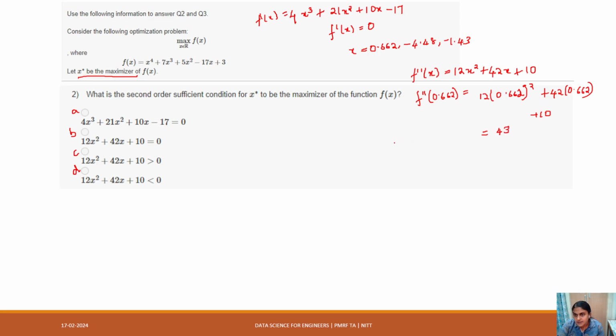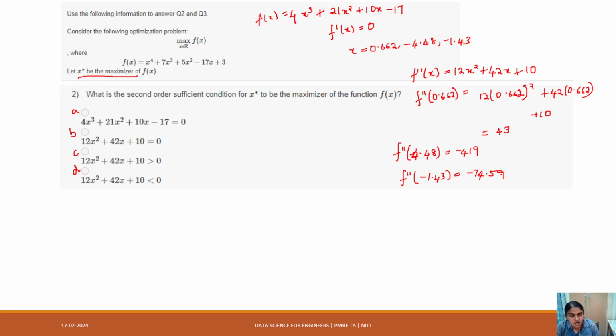Okay, similarly if you put f double dash of minus 4.48, I think you will be getting the answer as minus 419, you can check that. Then f double dash of minus 1.43 will be giving like minus 74.59. Okay, so these are the values you'll be getting.